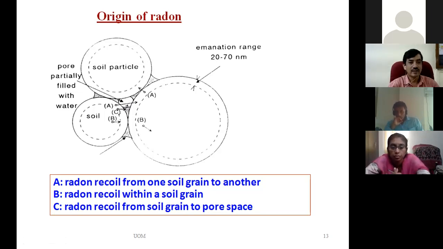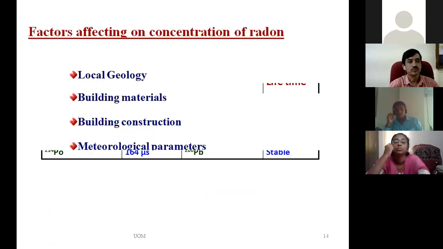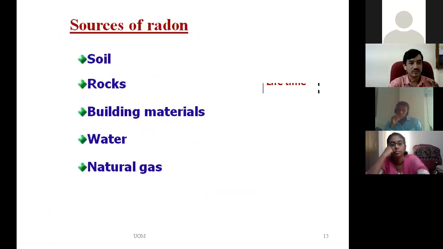And sometimes, if this radon atom enters the pore space, it will diffuse into the atmosphere through the pore space. That means we'll find radon concentration in the atmosphere only if it forms on the surface of the soil, and if its emission is towards the pore space. Otherwise, we'll lose the particle. That means several factors will affect the concentration of radon in the atmosphere.